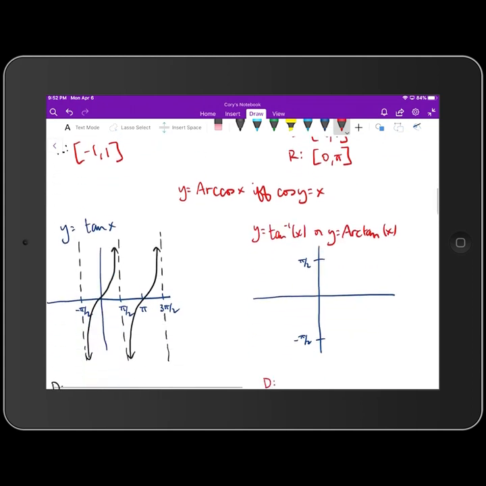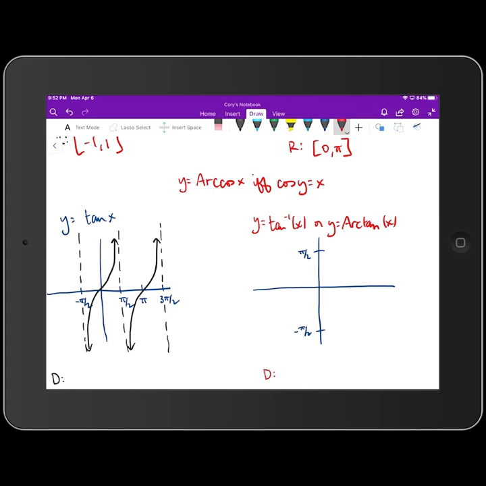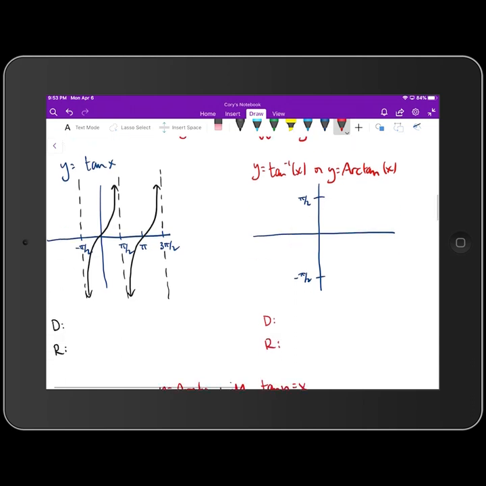Okay, onto the graph of tangent. So we have two periods of the graph of tangent here as well. Again, just like with the sine function and the cosine function, tangent is not one-to-one, just generally speaking for the graph of that function. So we have to restrict the domain of that function in order to make it one-to-one.